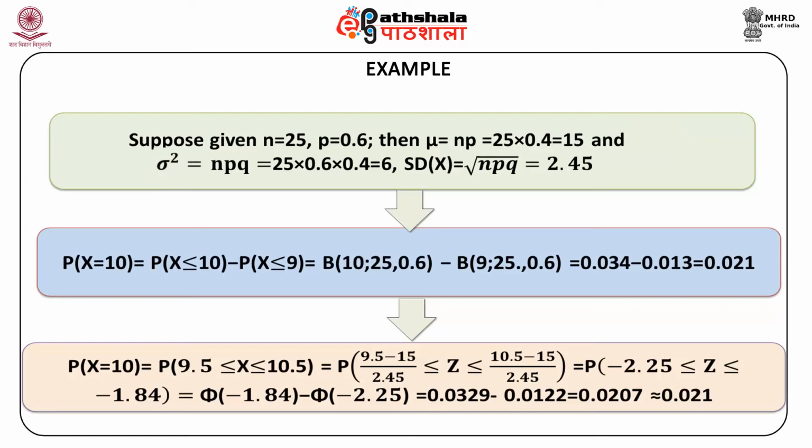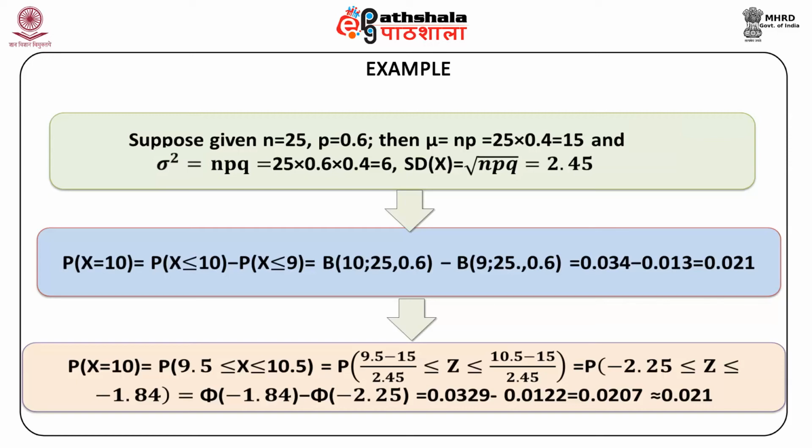That is equal to the probability that z is greater than or equal to -2.25 and that -1.84 is greater than or equal to z, which is equal to Φ(-1.84) - Φ(-2.25), which is equal to 0.0329 - 0.0122, which is equal to 0.0207, which approximates to 0.021.